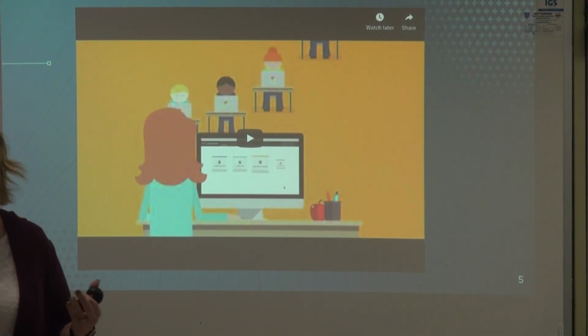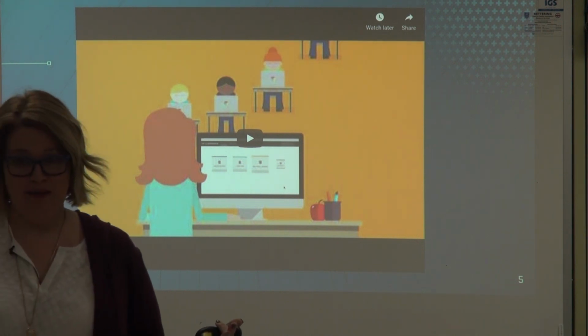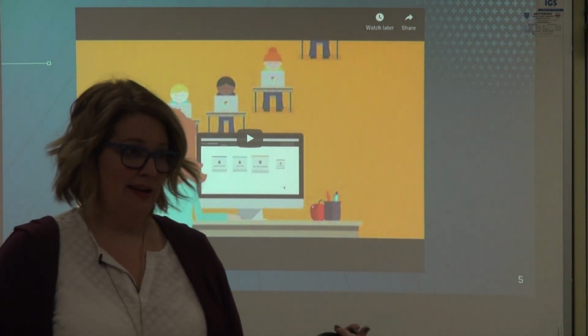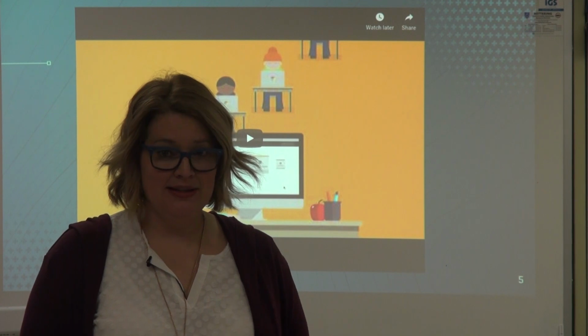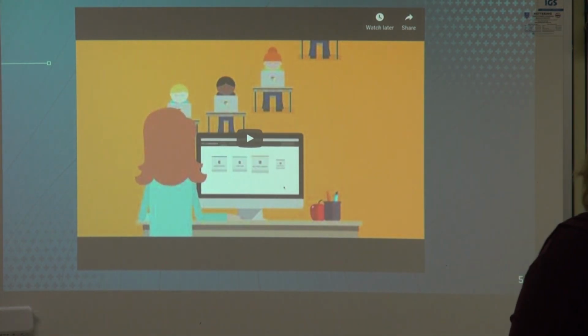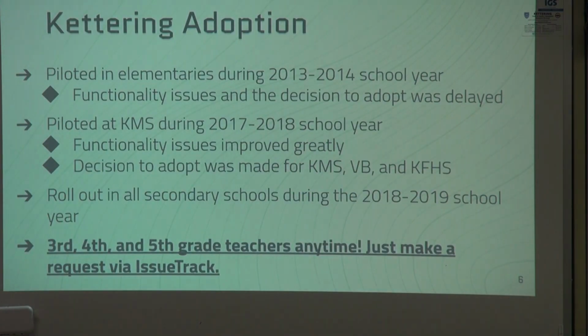So the need for something like GoGuardian came about probably the day that Kettering decided to become a one-to-one technology school district, which we're finally at this point. But starting in 2013, we actually started piloting some of the different programs that were out there. We actually piloted GoGuardian in 2013, and it wasn't great then. I mean, that was quite a few years ago. There were a lot of functionality issues, so they decided not to go with GoGuardian.